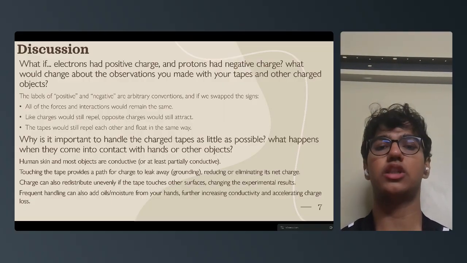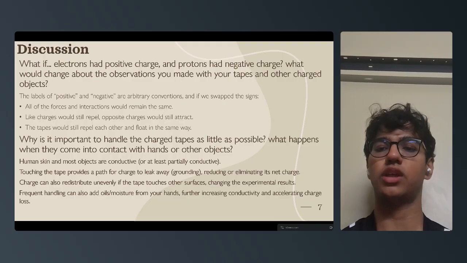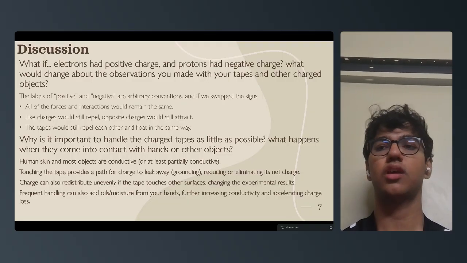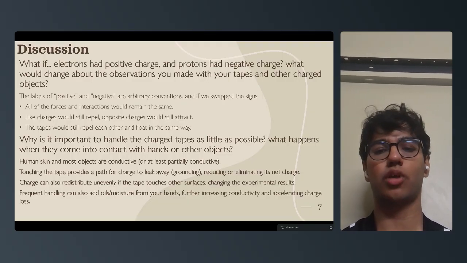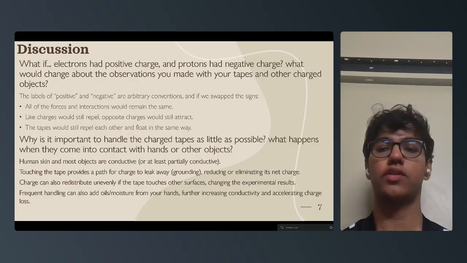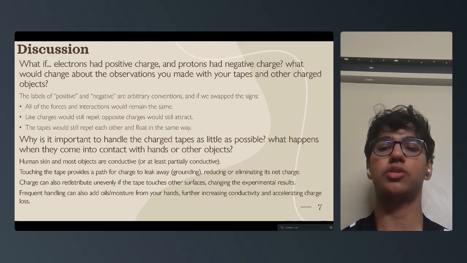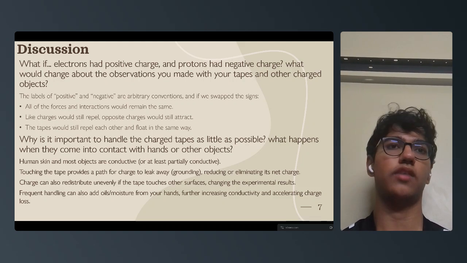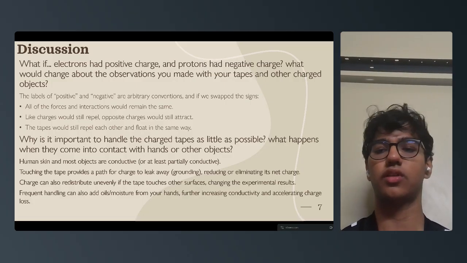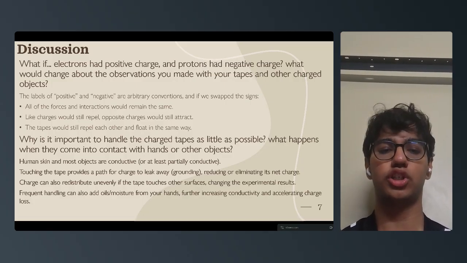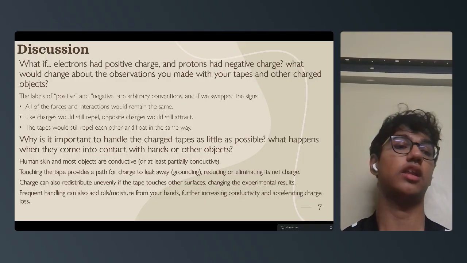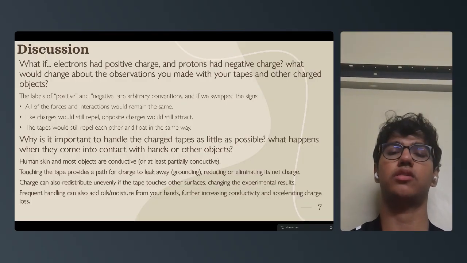So why is it important to handle the charged tapes as little as possible? What happens when they come into contact with hands or other objects? Human skin is conductive, or at least partially conductive. So touching the tape provides a path for charge to leak away. It's called grounding. That reduces the charge on it. Charge can also redistribute evenly if the tape touches another surface, so that changes experiment results. Also oils and moisture increase conductivity and accelerate charge loss. So really just do not touch it, to prevent charge loss and to get the best result possible from the experiment.